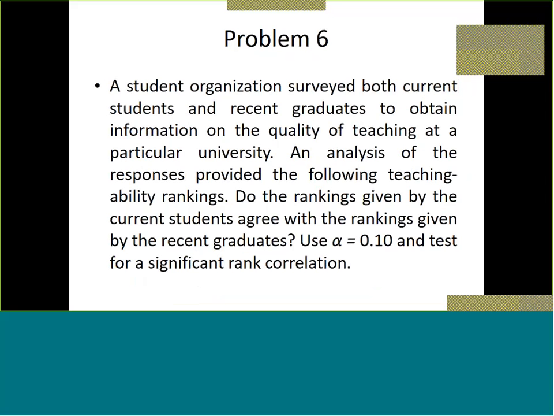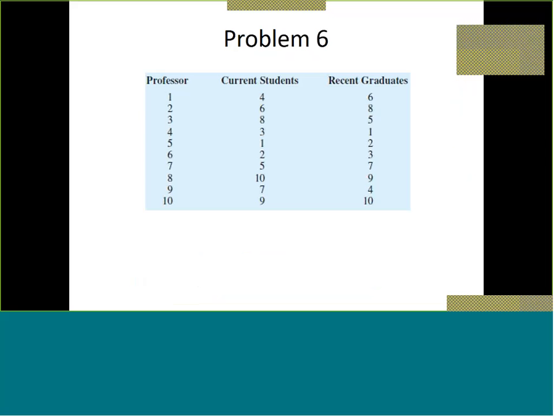A student organization surveyed both current students and recent graduates to obtain information on the quality of teaching at a particular university. An analysis of the responses provided the following teaching ability rankings. Do the rankings given by the current students agree with the rankings given by the recent graduates? Use alpha equal to 10% and test for a significant rank correlation. So now I am asking you rank correlation. You know how to calculate rank correlation.